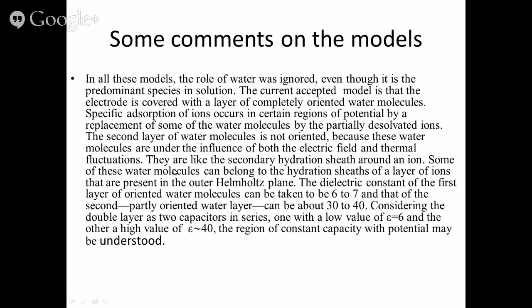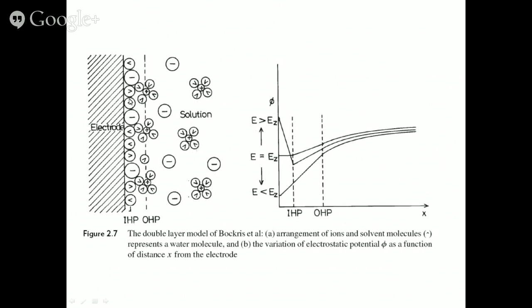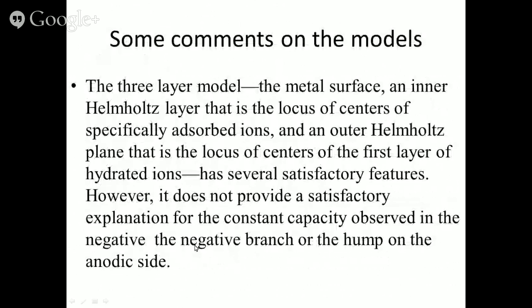In all these models, the role of water or solvent was ignored, even though it is the predominant species in solution, because, as I already told you, in all electrochemical experiments we are only using very dilute solutions. The current accepted model is that the electrode is covered with a layer of completely oriented water molecules. I hope you have seen the model: it has a layer completely oriented by water molecules in which the ions are penetrated.